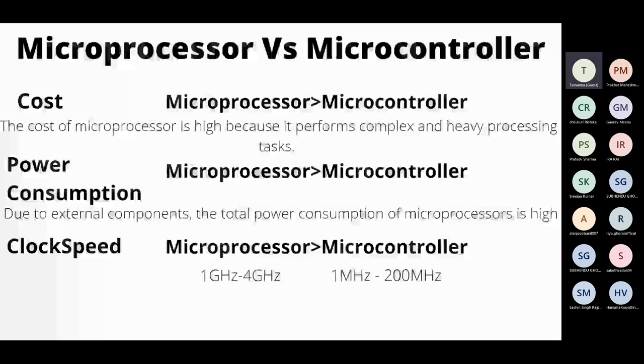Even the clock speed of a microprocessor is greater. A clock speed means the processing power or processing speed. So the processing speed or the clock speed of a microprocessor is 1 gigahertz to 4 gigahertz, while that of a microcontroller is 1 megahertz to 200 megahertz.